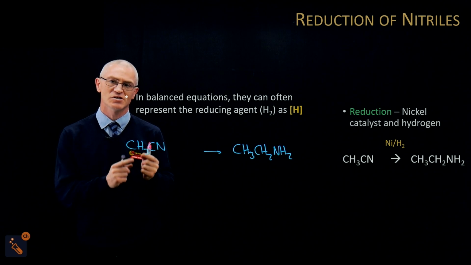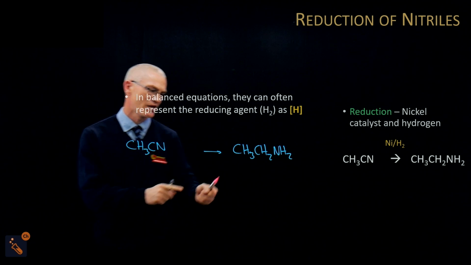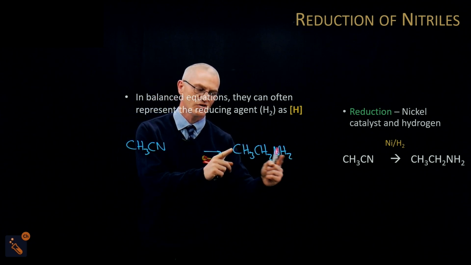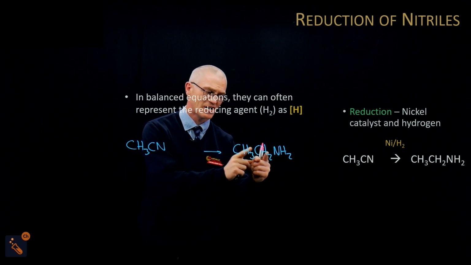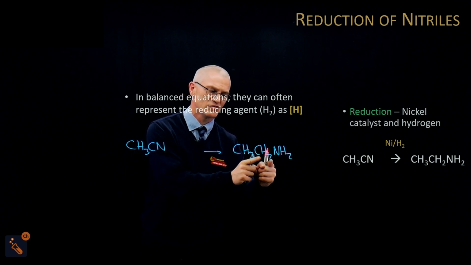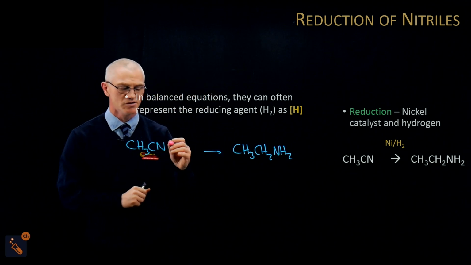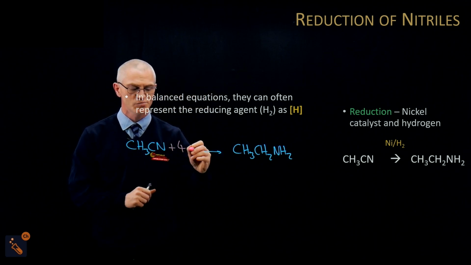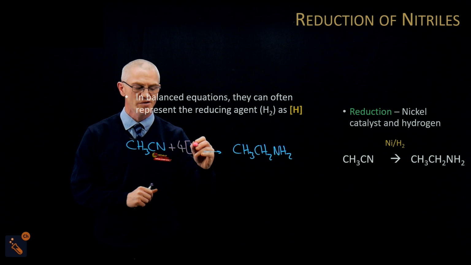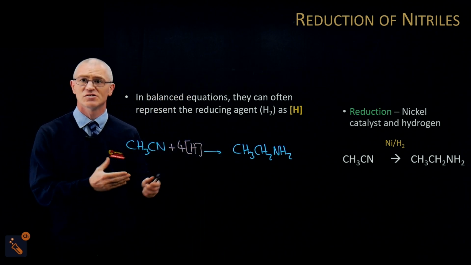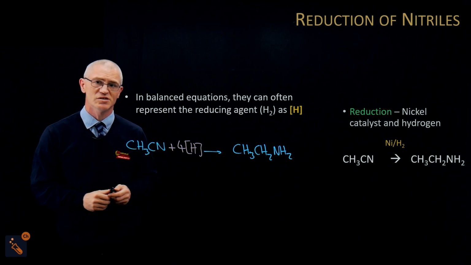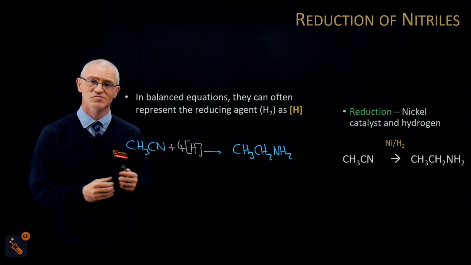And then all you have to do is look at the hydrogens in the reactants, which in this case is 3, and then look at the hydrogens in the products, which is 3 here, so that's your original 3, and then I can see these 4 extra, 2 here and 2 here, so that's 4 extra. So to do the balanced equation, I just write plus 4 square brackets H. And that is how you do a balanced equation where they ask you to represent the reducing agent as H in the reduction of nitriles.